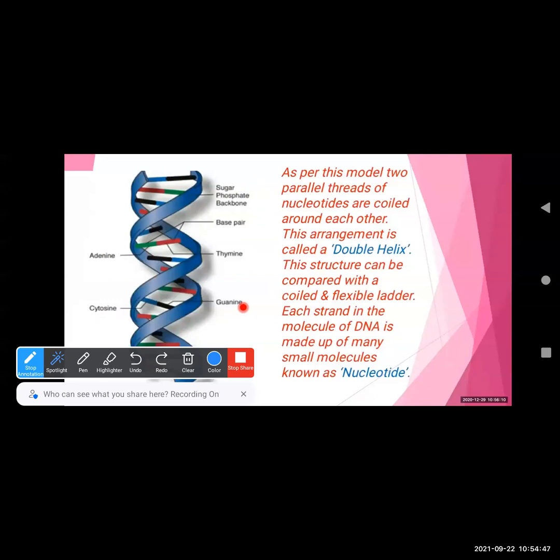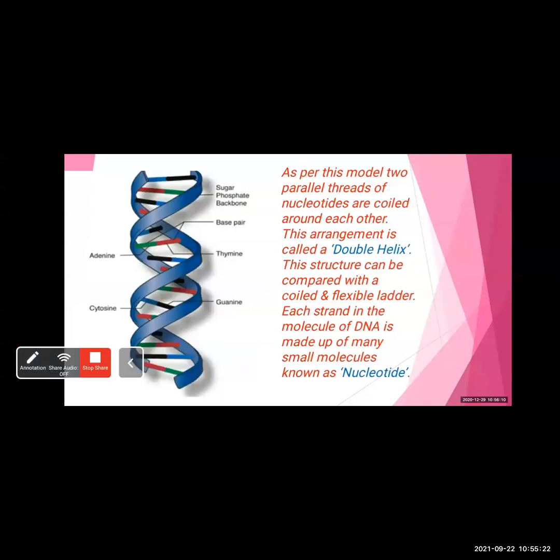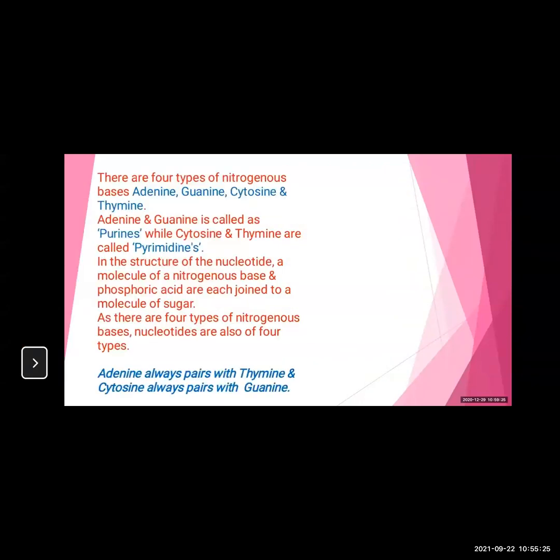Adenine and guanine are called purines, while cytosine and thymine are called pyrimidines. So in the structure of a nucleotide, a molecule of nitrogenous base and phosphoric acid are each joined to the molecule of sugar, right? So sugar is joined with phosphate and the nitrogenous base. As there are four types of nitrogenous bases, nucleotides are also of four types. Nucleotides are arranged like a chain in a molecule of DNA. So let us see. Here we have seen the structure. So there are four types of nitrogenous bases.